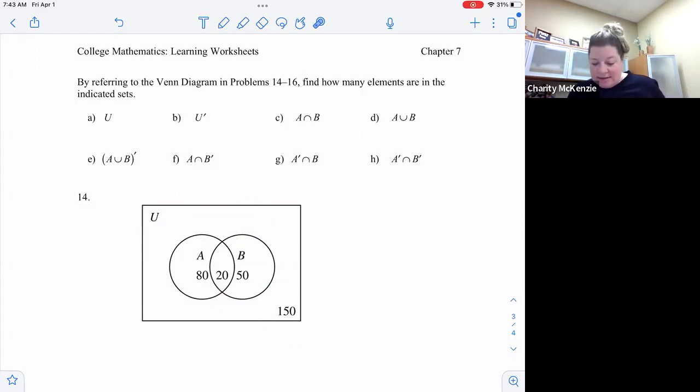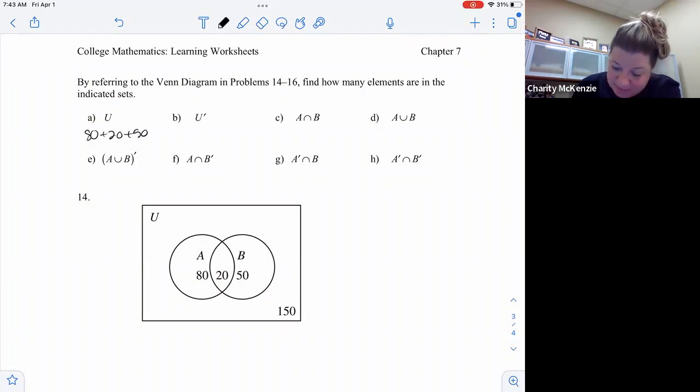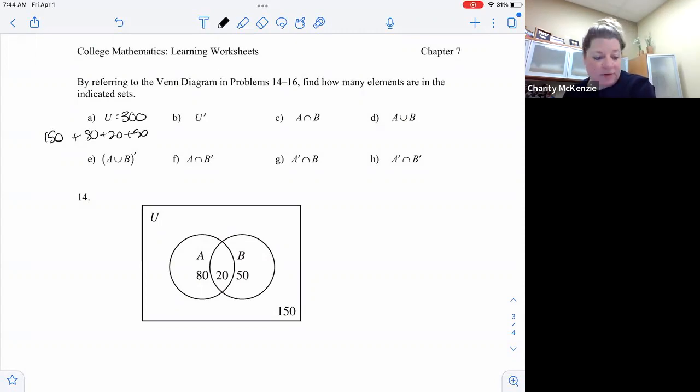We're going to actually draw one as well. So if we look at this, what is question A asking? It's saying how many are in the universe? I like to think of it as a universe. So how many are totally in that universe, in that whole square? Well, 150 are outside of the circles. Then you have 80, 20, and 50. So you have to add up all of those: 80 plus 20 plus 50 plus the 150. If I add those up, it's 300. So there are 300 total in the universe.